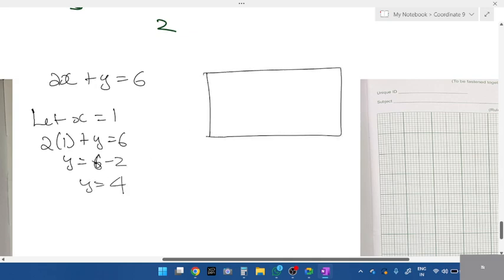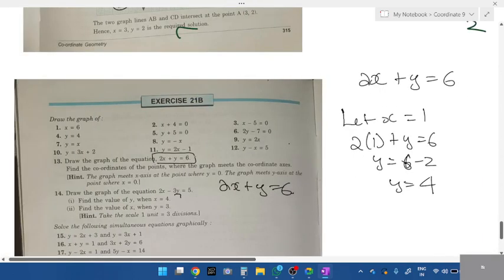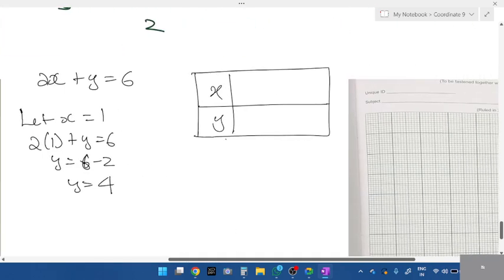Draw a box. Even in exam, do it like this, step by step. x, y. Not only this, any question which has two variables. Question number 7, 8, 9, 10, 11, 12, 13, 14, 15, 16, 17, everything is the same format. x and y. x is equal to 1, y is equal to 4. We got the first point. Name it as point A. Point A is 1 comma 4.